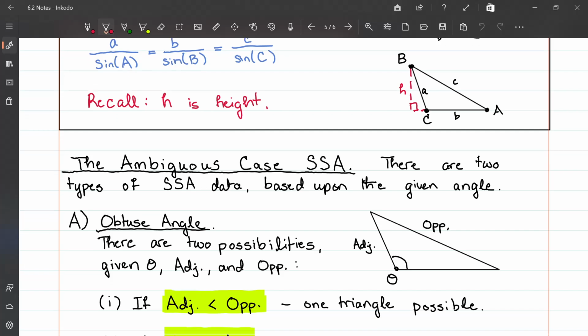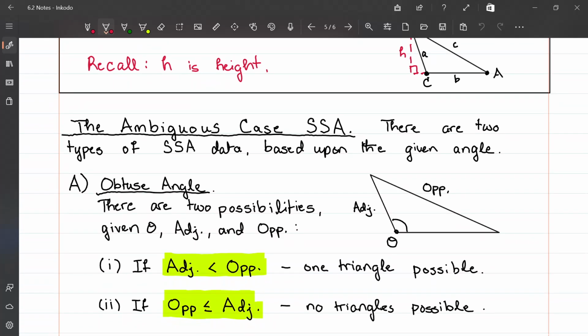On the other hand, if we measure those two sides and find out that the side opposite is the shorter side, or that it is equal to the side length of the adjacent side, then there is no triangle possible. Now, you may be wondering why so, and I have two types of arguments to help convince you.